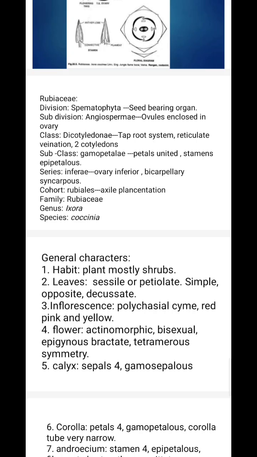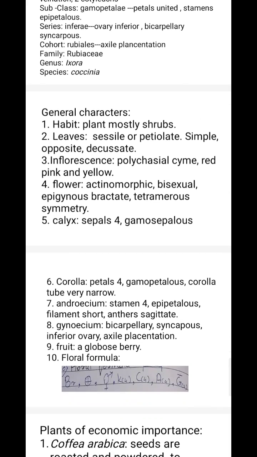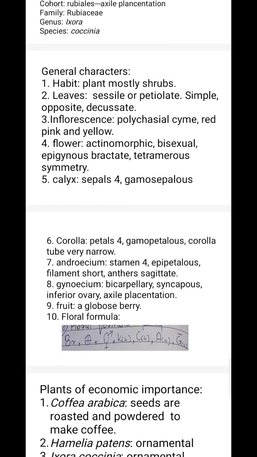The next is the general characters. These are what I discussed earlier, and the same is here in your notes. In short, the habit is mostly shrubs. Then leaves are sessile or petiolate, simple, opposite and decussate. So sessile means the stalk is absent. Then petiolate means having the stalk with the leaves. Then the leaves are simple and present oppositely, and also decussate.